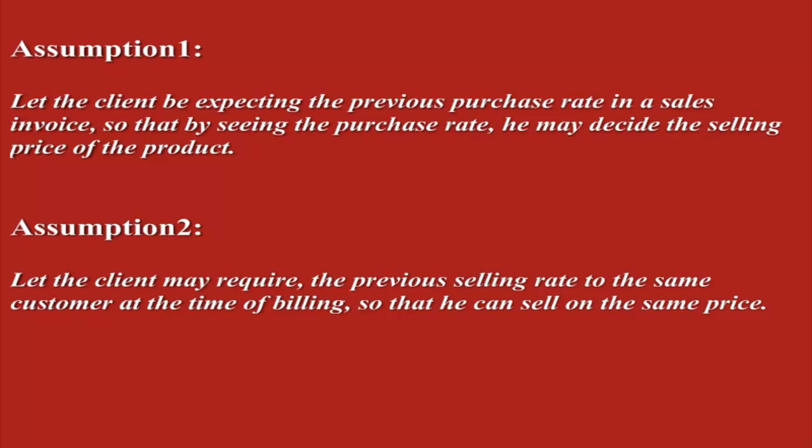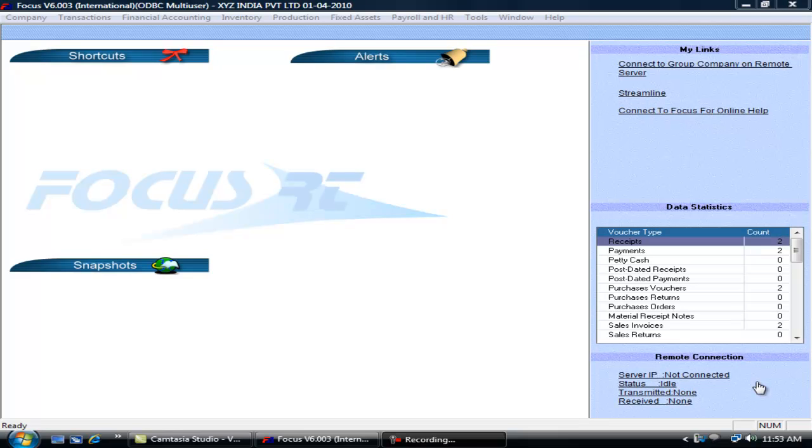Let the client be expecting the previous purchase rate in a sales invoice, so that by seeing the purchase rate, he may decide the selling price of the product. Another assumption: the client may require the previous selling rate to the same customer at the time of billing, so that he can sell at the same price. These things can be achieved through Display Info.